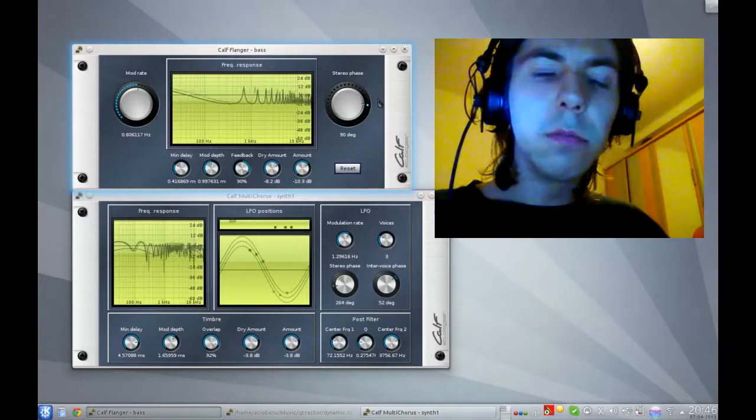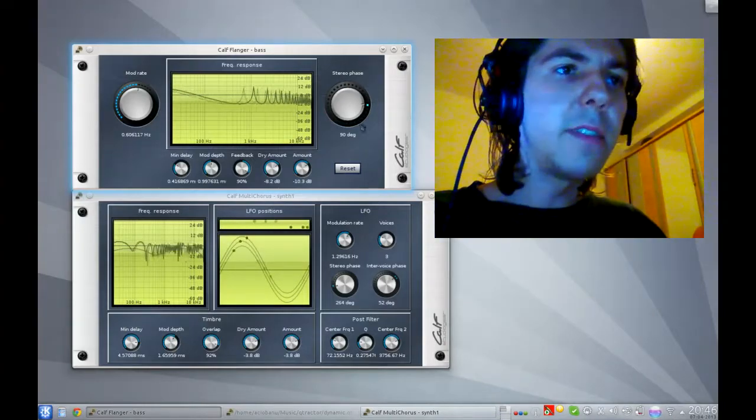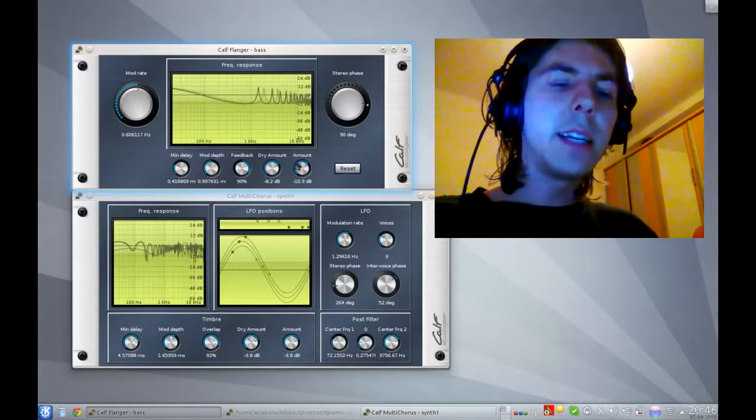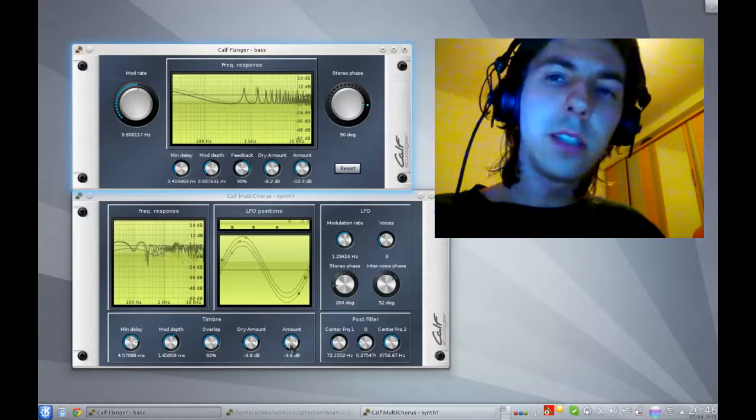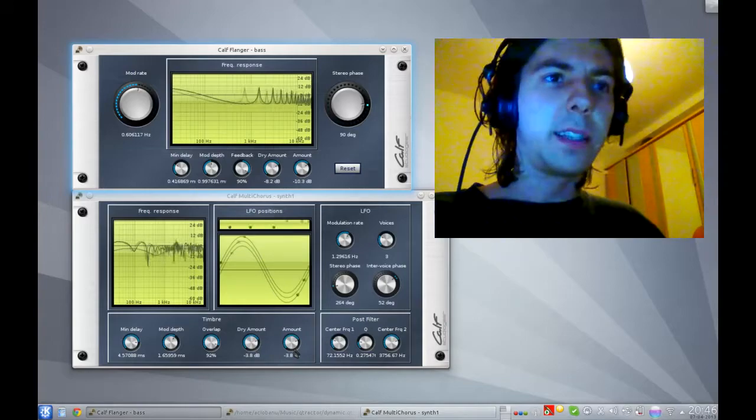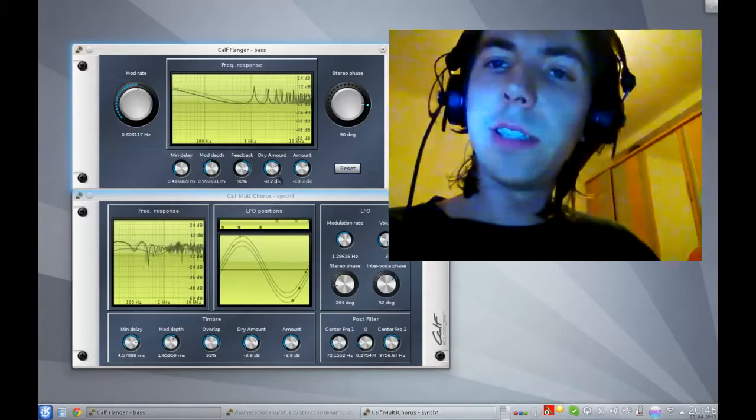The last thing that those effects have in common is the dry wet amount, which is actually common to all effects. Dry means the original signal and wet means the delayed copy of it or delayed copies of it.